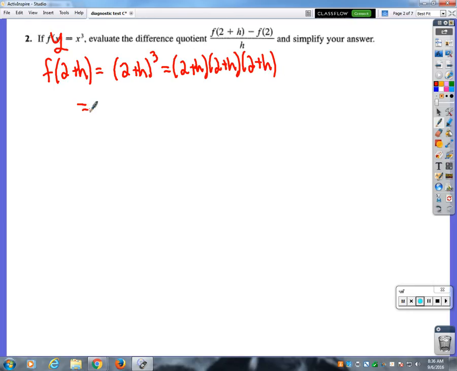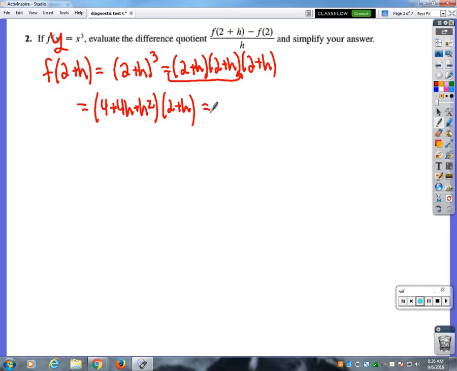So the first step in doing that, you would do what? Yeah, FOIL. I'm going to pick 2 of the 3 and just FOIL those together, very quickly. And I'm going to get 4 plus 4h plus h squared. Do you know the little pattern for that? When you're squaring something, it's the first thing squared, then the two things multiplied together and doubled, and then the next thing squared. So 2 squared is 4, 2h doubled is 4h, and h squared is h squared. Okay?